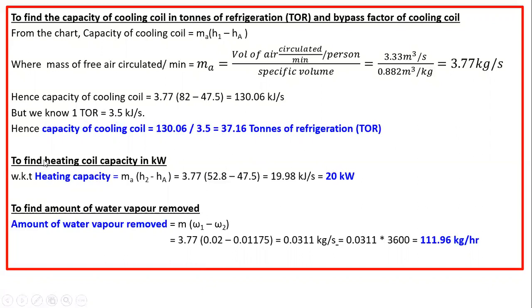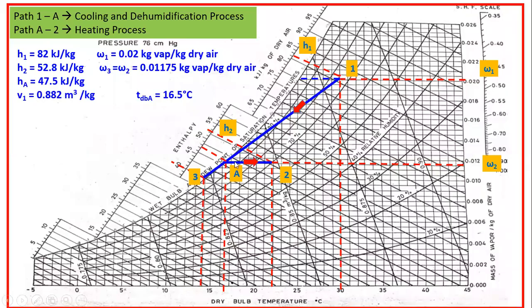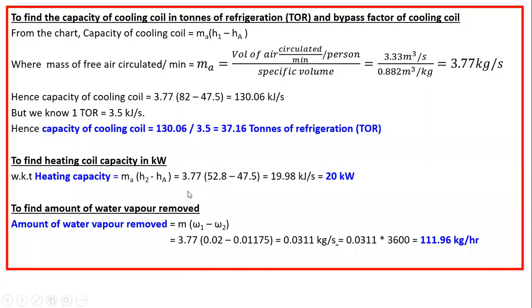The next is to find the heating coil capacity. So again, the heating coil capacity is MA into H2 minus HA. Because how do you write this? The heating coil, from A to 2, is sensible heating. So the mass of the air into H2 minus HA is the heating coil capacity. So substitute and we will get it.